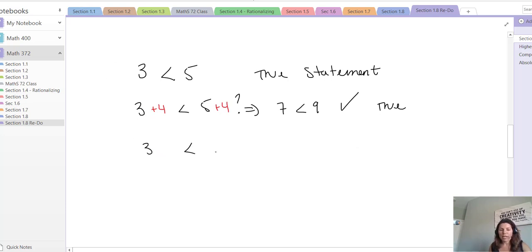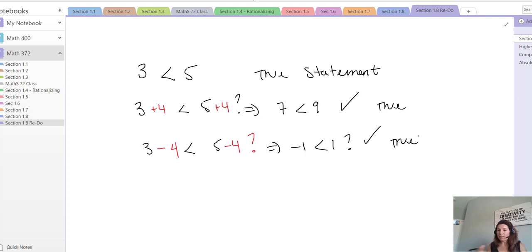What if I subtract? Say we subtract 4 from both sides. Is this still true? 3 minus 4 is -1. Is that less than 5 minus 4, which is 1? Is -1 less than 1? Yes, that is true. So it remains true. So if I add something to both sides, then the inequality remains true. If I subtract something from both sides, then the inequality remains true.